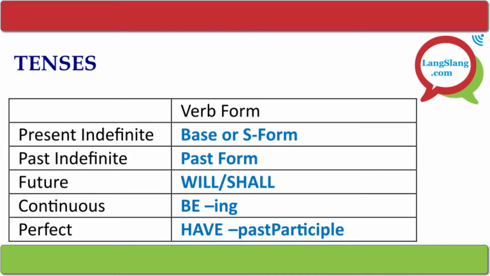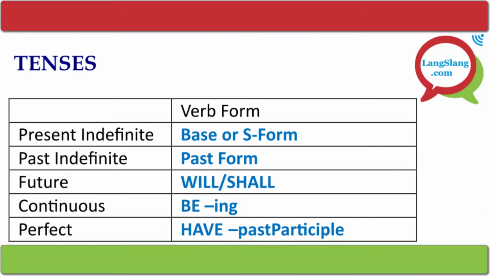If you want to make a sentence continuous, whether it is present continuous or past continuous or future continuous, you will be using be and the ing form of the verb. If you want to make your sentence a perfect tense, means present perfect or past perfect or future perfect, you will be using the have and the past participle form. Notice there is be in capital, have in capital. It means you have to choose the form of the be.